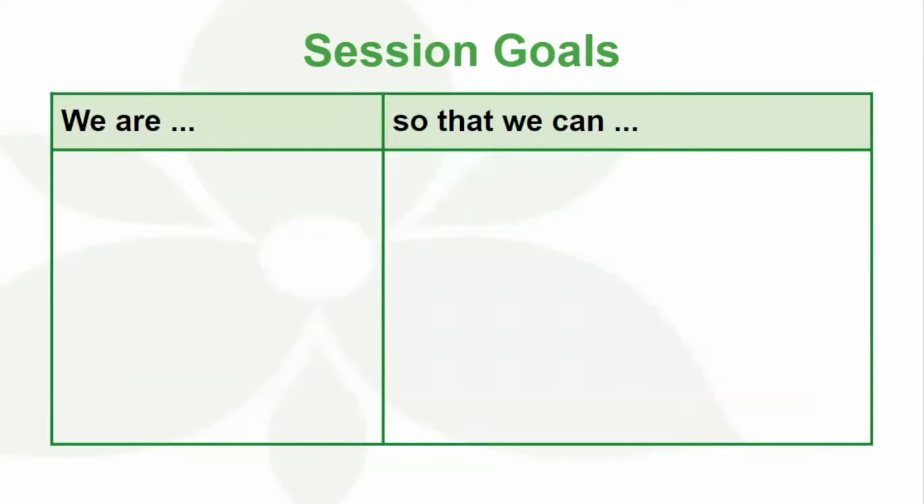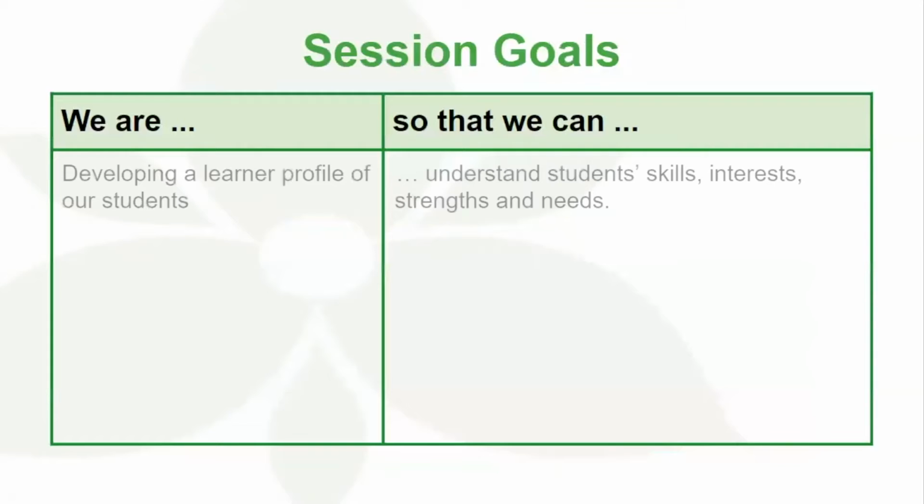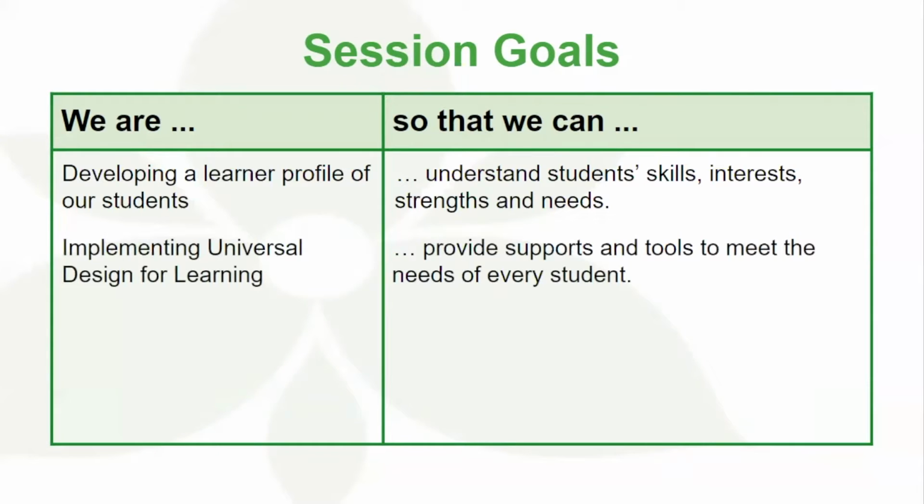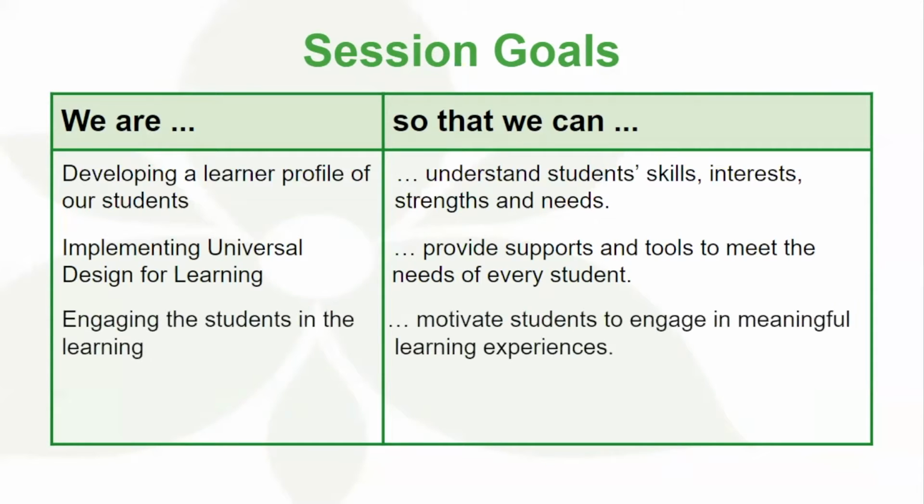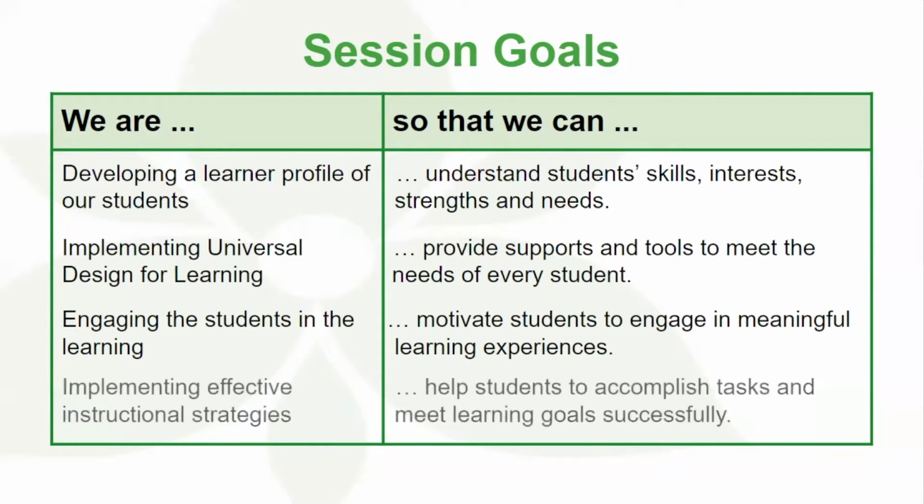There are 4 main goals for this module. We are developing an understanding of the learner's interests, skills, needs, and strengths. We are implementing the universal design for learning to provide supports and tools for every student. We are engaging the students through the use of action-oriented, meaningful tasks. And finally, we are implementing effective instructional strategies with the goal of achieving success for all.